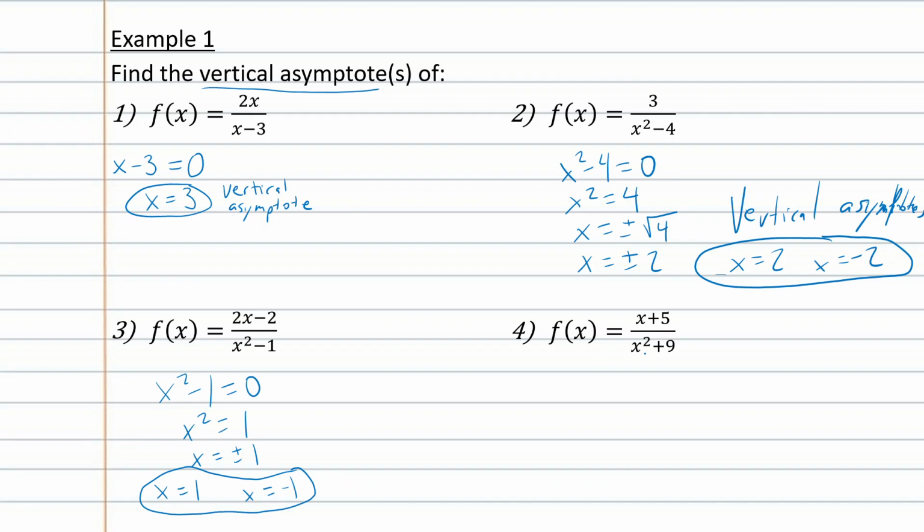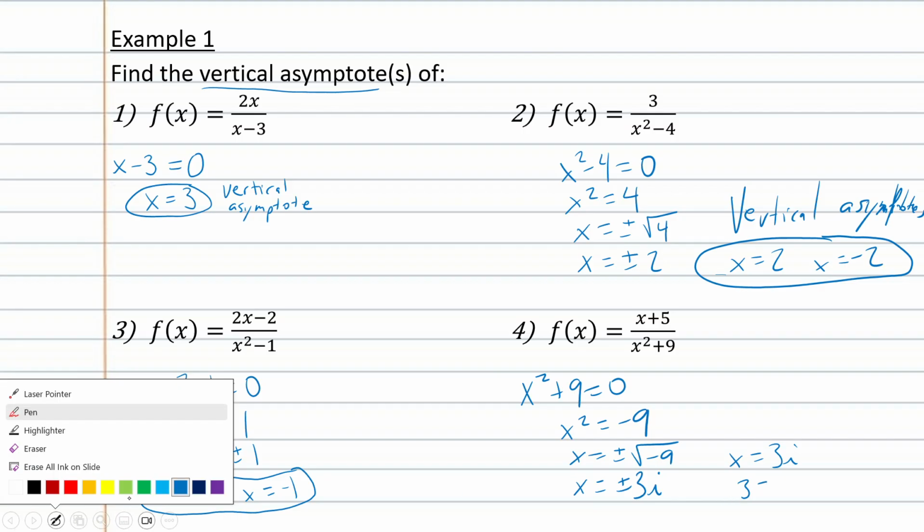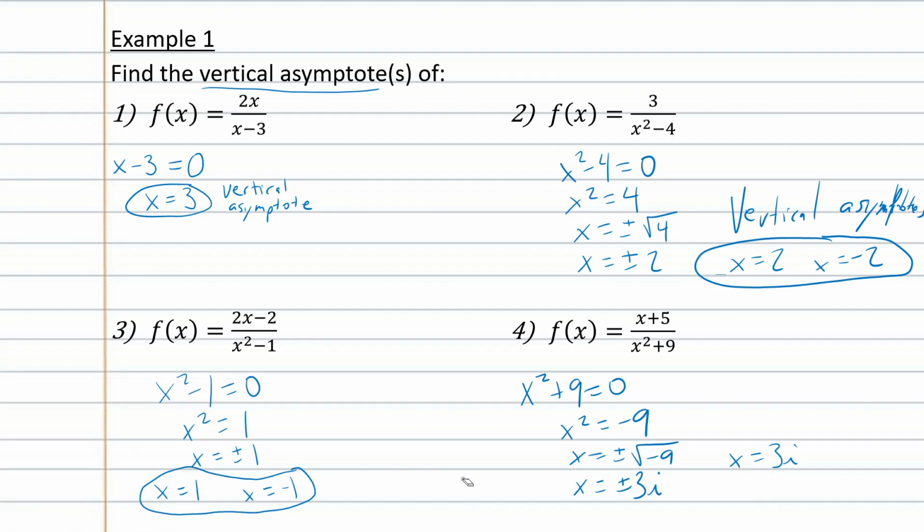Let's look at this one. Here I have x squared plus 9 in the denominator. The overall equation is f of x equals x plus 5 over x squared plus 9. So if I set x squared plus 9 equal to 0, I have that x squared equals -9, which means x would have to equal plus or minus the square root of -9, which would mean x equals plus or minus 3i. That means you'd have vertical asymptotes in the imaginary, which we aren't really worried about here. So, while you can find them, we don't graph in the imaginary here.